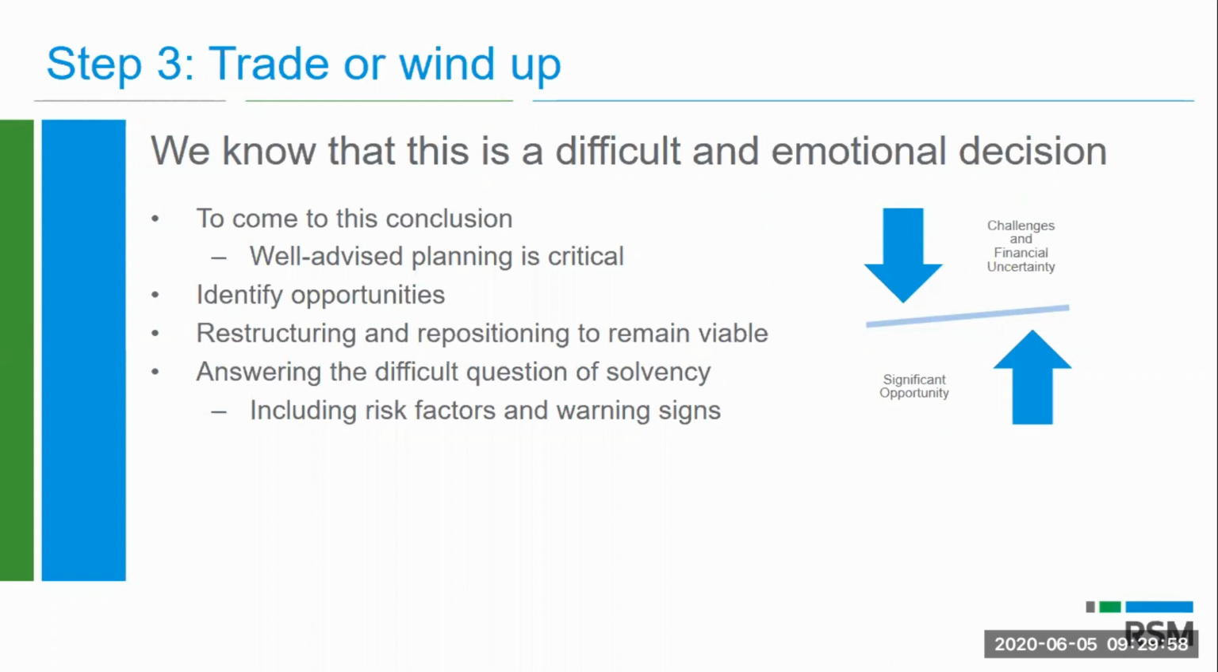And then answering the difficult question of solvency. This includes looking at risk factors and warning signs. Once again, it might not be happening right now. It may not have materialized, but it may materialize in the future. It's a risk. It can actually happen. You need to be able to assess the likelihood and probability of those risks materializing.